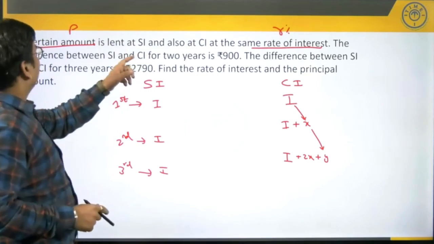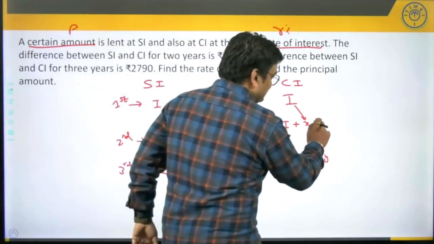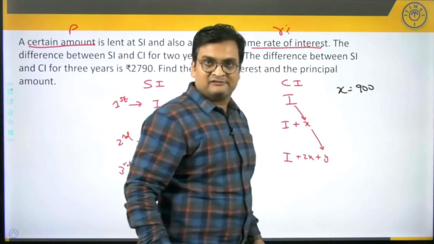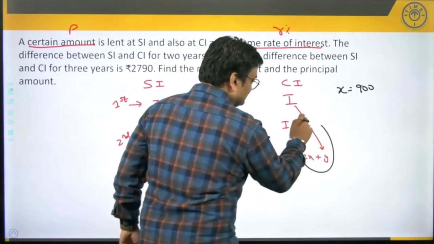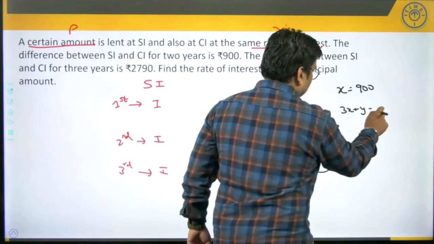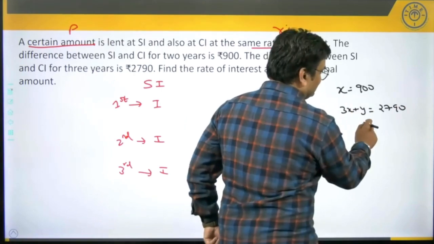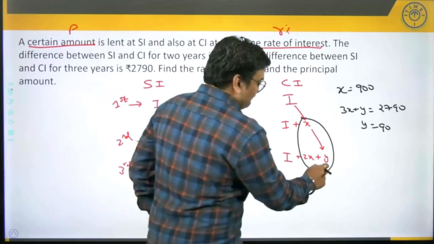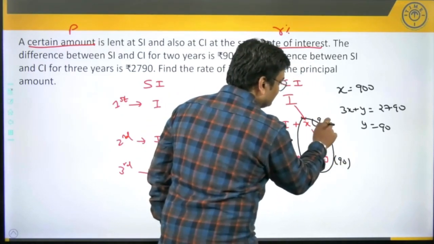Here, difference between 2 years, SI and CI is 900. So this is I. Can I say this X is directly 900? Now difference for 3 years. So difference for 3 years is these two terms, which is 3X plus Y. That is given to be 2790. So you can calculate X is 900, so Y will be 90. Now please note, Y is 90, X is 900.